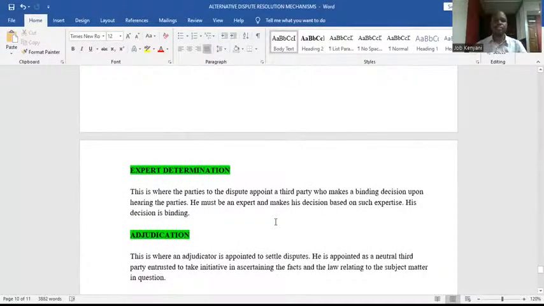But then we have expert determination. It is where the parties to the dispute appoint a third party who makes a binding decision upon hearing the parties. He must be an expert and makes his decision based on such expertise. His decision will actually be binding. So it is where you seek expert advice, whereby you know a particular person can resolve such kind of a matter.